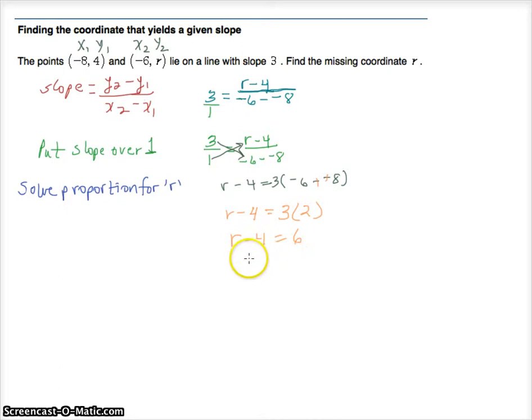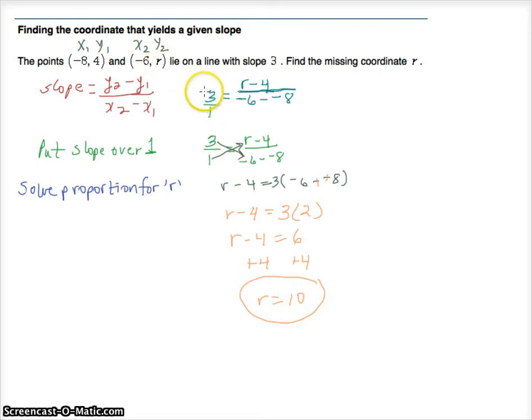And then from here, I'm just going to simplify by adding 4 to both sides, and I find out that r equals 10. So that's going to be my answer. My other ordered pair would be (-6, 10).